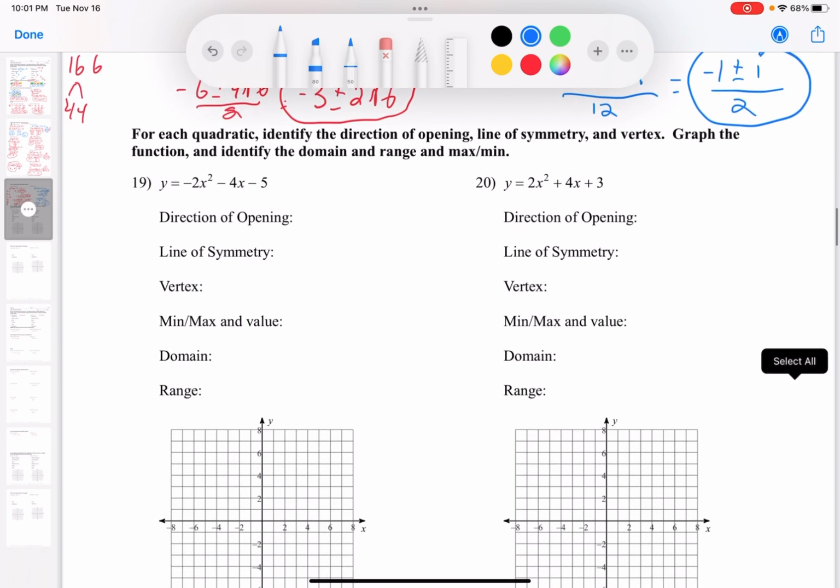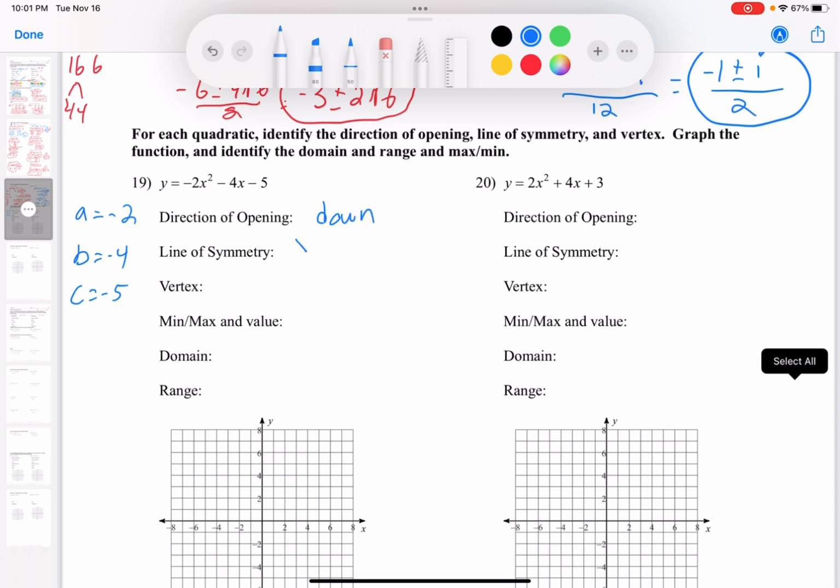Next one, for each quadratic, identify the directions, and so on. Okay, so it's in standard form. Direction of the opening, we look at our A value. I'm going to list the A value. A value is -2, the B value is -4, and the C value is -5. Direction of the opening, based on our -2, this is going to open down. If A is negative, it opens down.